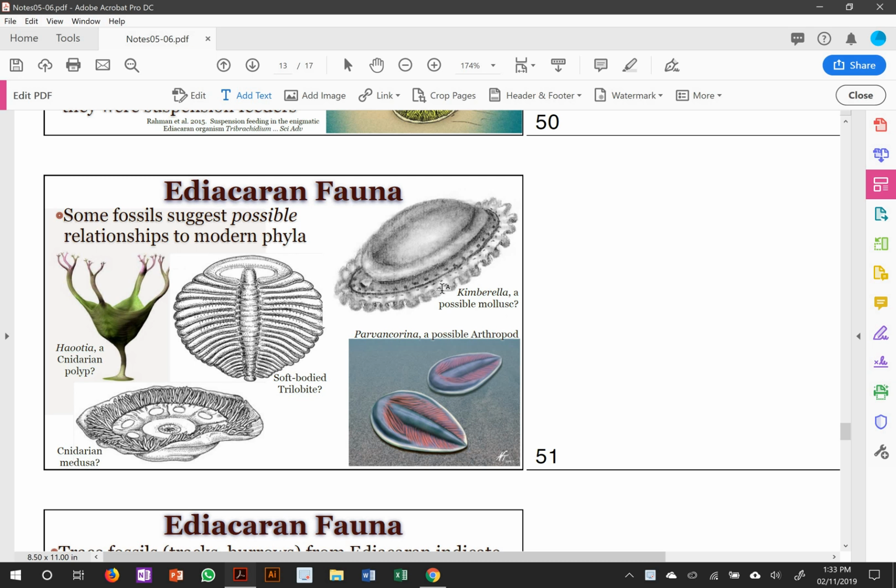Kimberella, the guy up here, has been interpreted as a possible mollusk because of a mollusk-like feeding structure. And Parvancorina here has been, again, interpreted as a possible early arthropod or arthropod relative, whose shape also suggests it was probably a suspension feeder. So there are some critters among the Ediacaran fauna that suggest at least the early hints of modern animal groups.